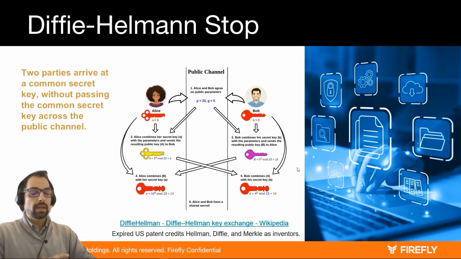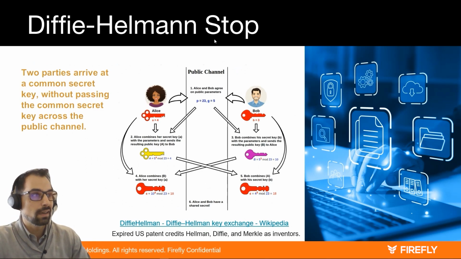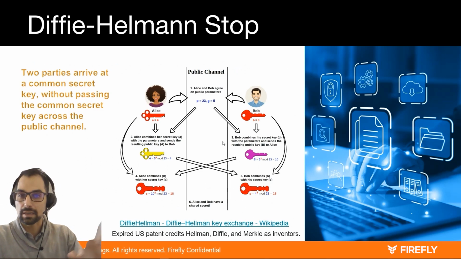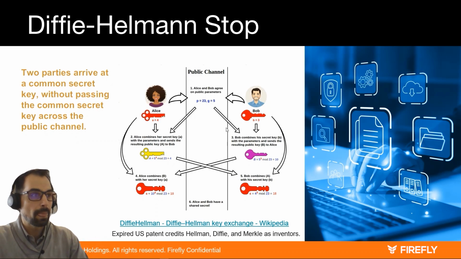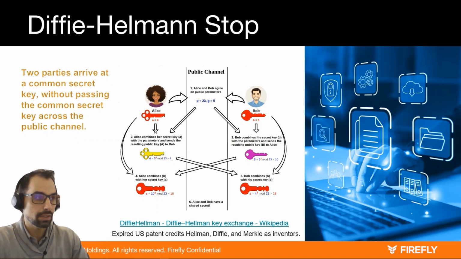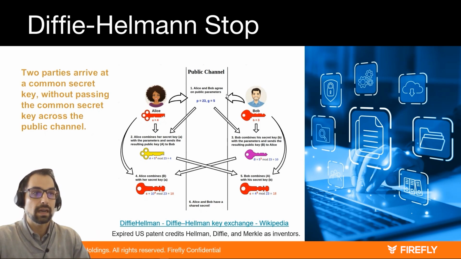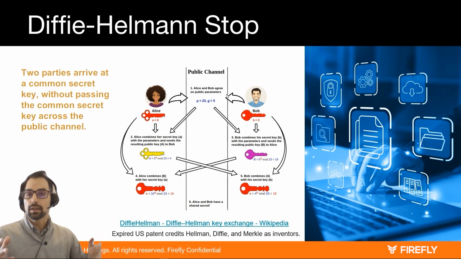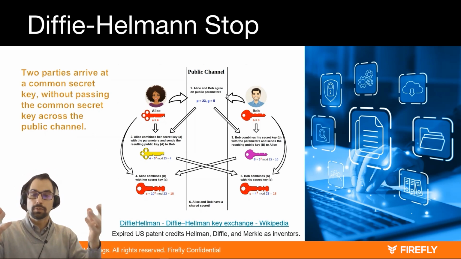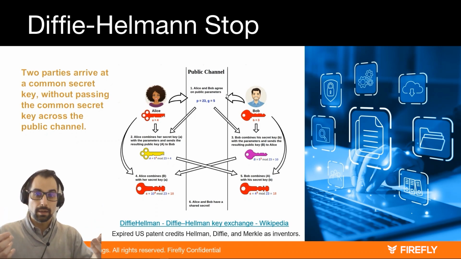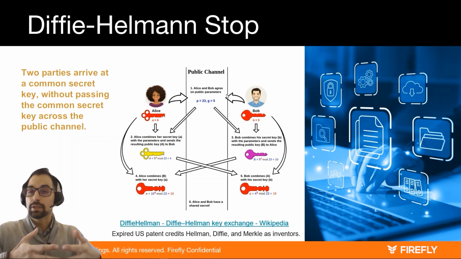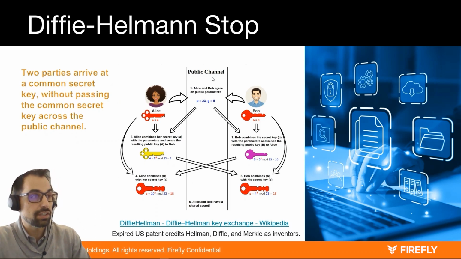So we make a brief stop here on the Diffie-Hellman group. This is how it works. Here you have an example. You can see this in Wikipedia, but I think it's nice to check a little bit how this works. So basically, this is a way for 2 different devices or 2 different people to arrive at the same secret key, exchanging some public information.